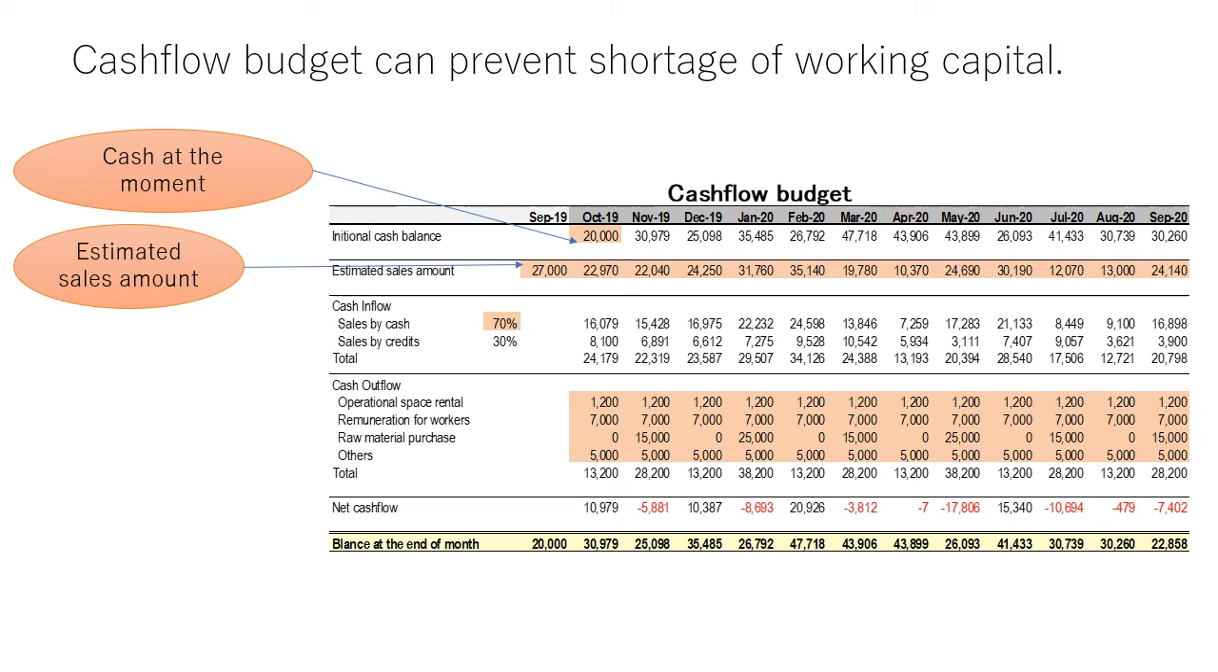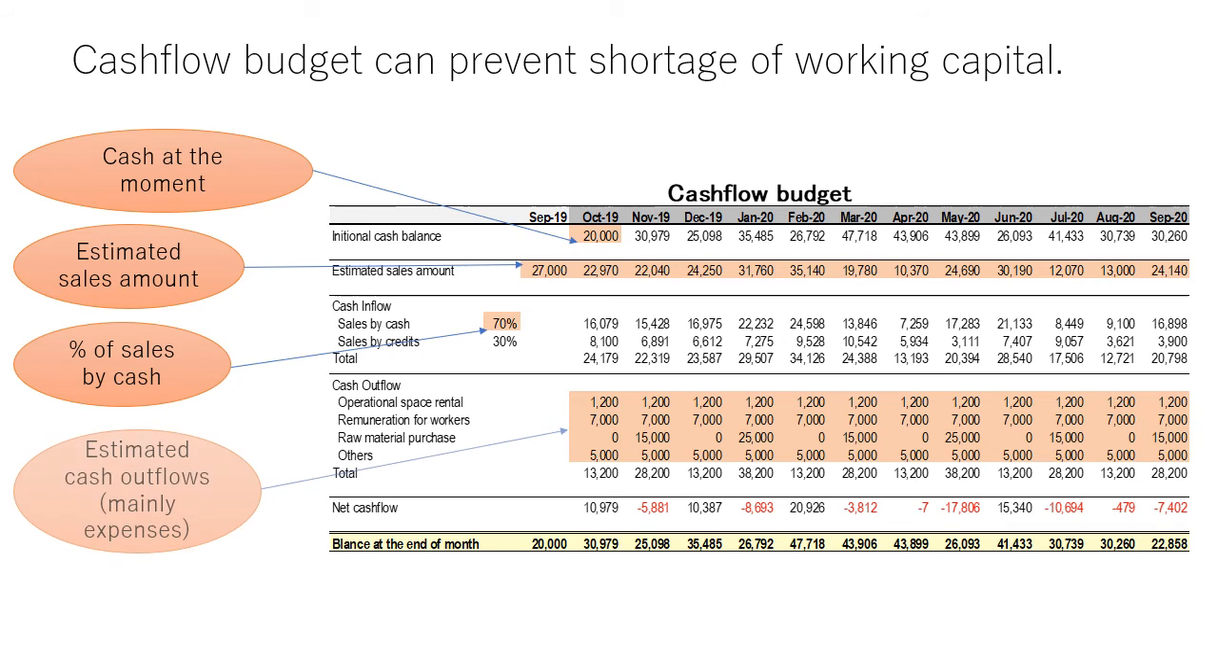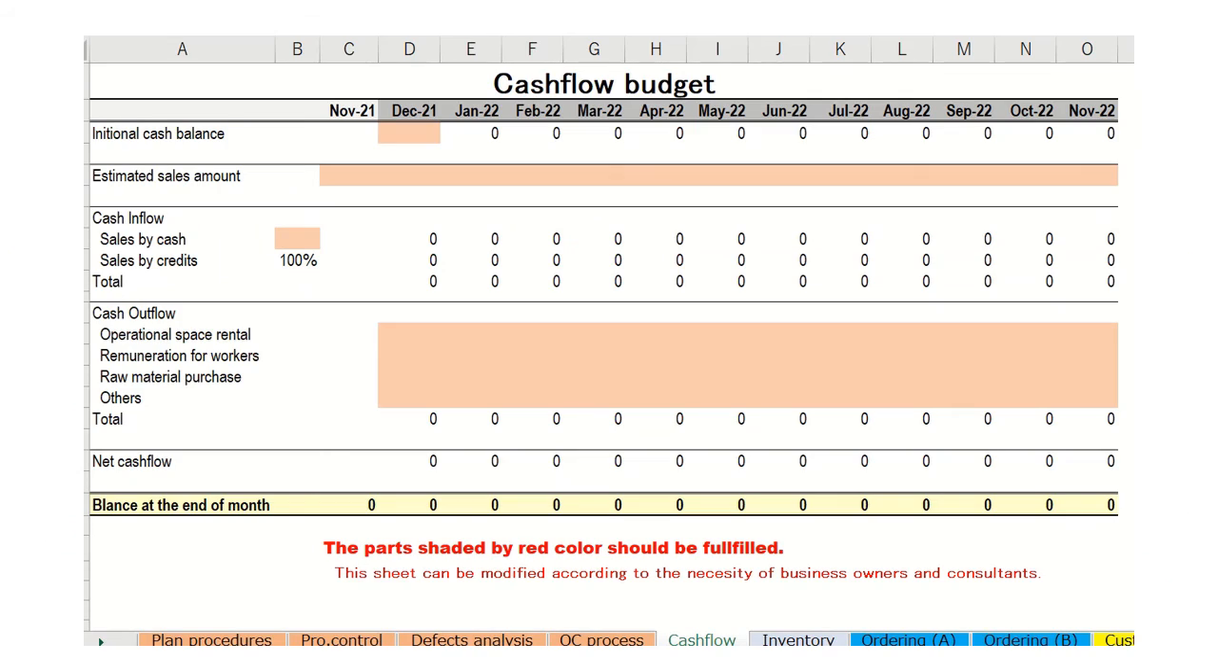Third, the percentage of sales by cash should be put here. Fourth, estimated cash outflow, which is the company's operation expenses, should be registered here. Then, the estimated future working capital balance is presented. Thus, future cash shortage can be avoided. Let's see an example of how to fill in this cash flow budget sheet.